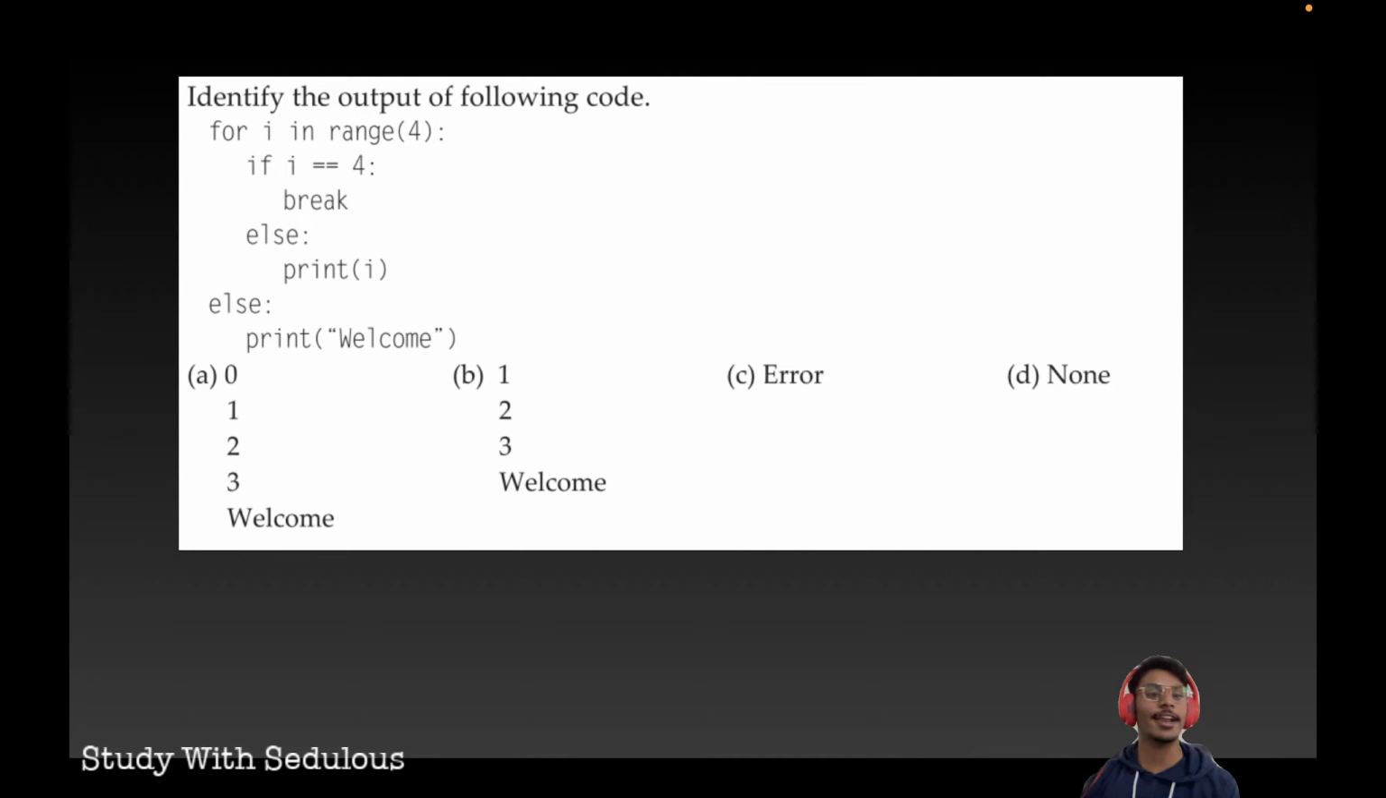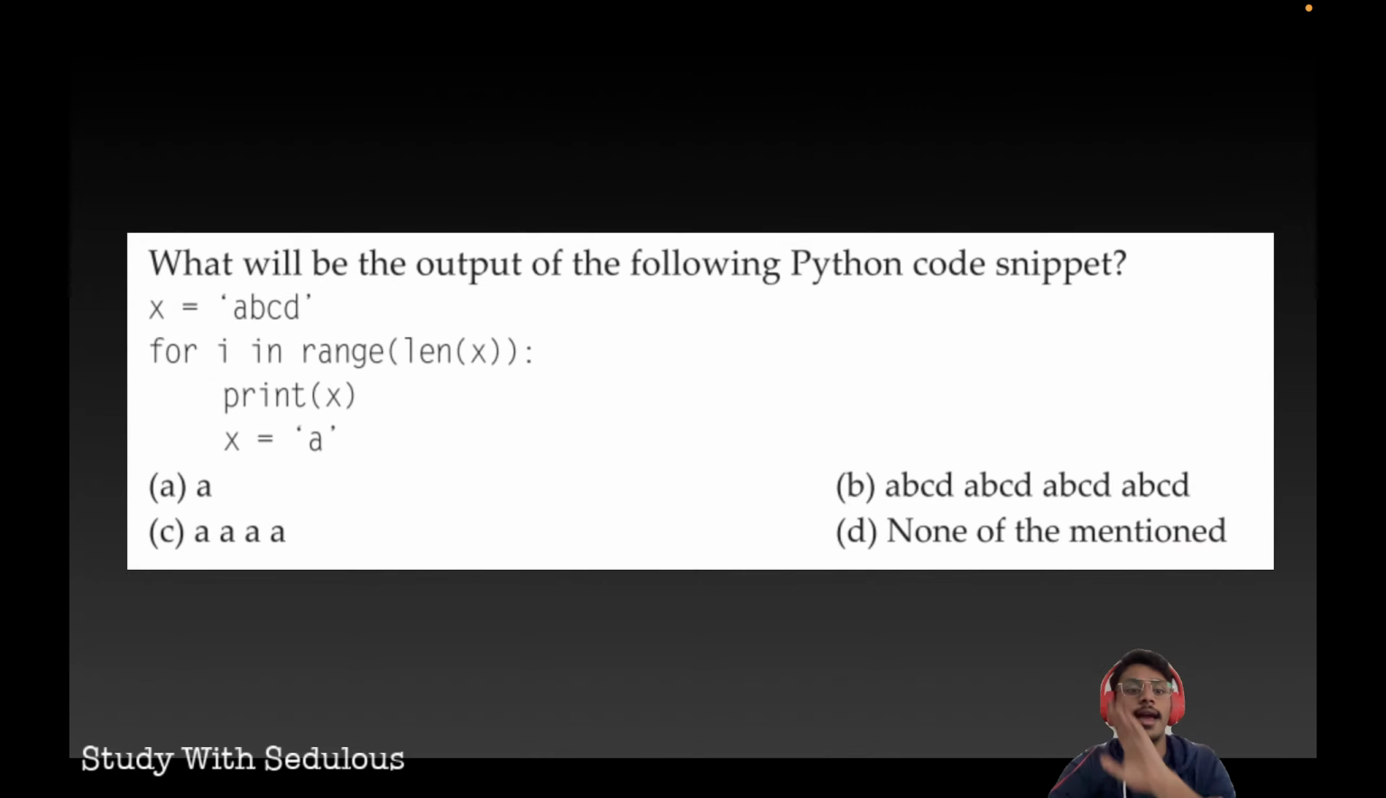So print x. First we'll print x. x is not just 'A'. First it will print ABCD itself, then x is 'A', then it will print A. So it should be ABCD, then A, then A, then A. So this is none of the mentioned.